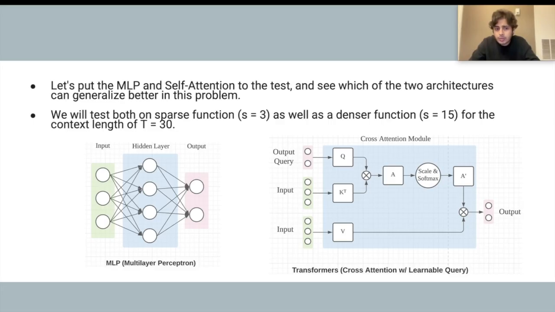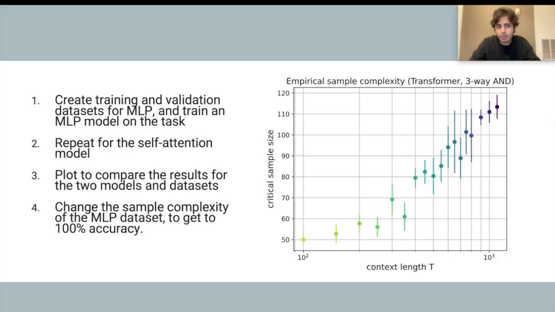But what we really want to do is now compare this to something like a multi-layer perceptron, where you have all of these feed-forward connections and no real inherent inductive biases to learn some sparse function. So what we want to do now for this final exercise is to create a training and a validation data set for our multi-layer perceptron and train that multi-layer perceptron model on this task. Then we repeat this for the self-attention model, and we can compare the results for the 2 models and data sets, and we can look at how quickly they learn and how well they learn this task.